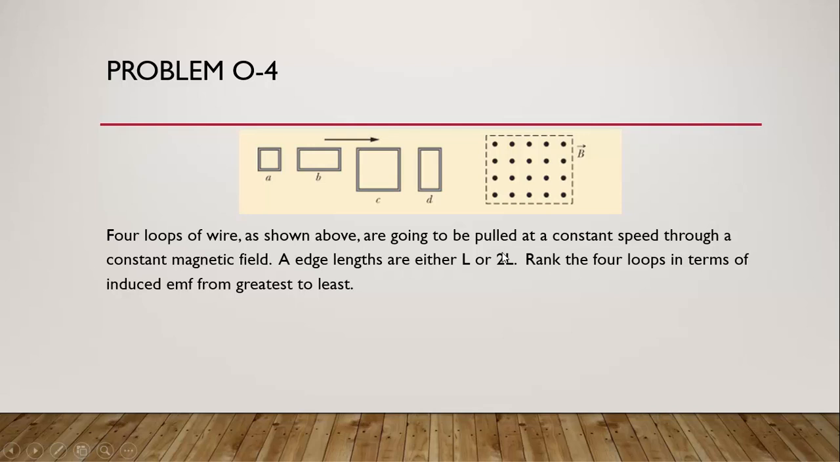We want to rank the 4 terms or loops in terms of greatest EMF to least EMF as it gets pulled through the magnetic field. And think of it both entering and exiting the magnetic field. The answer is that C and D should have the greatest.